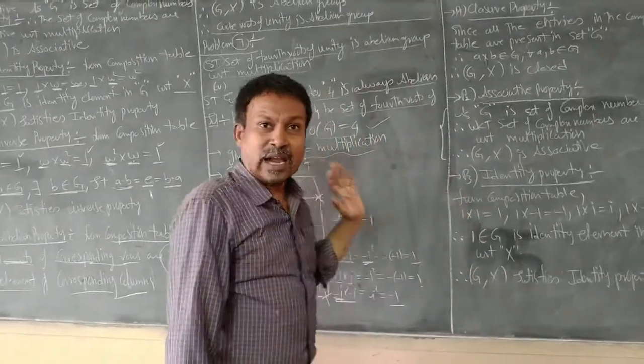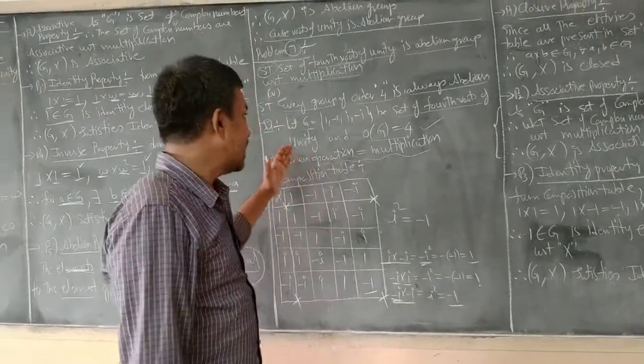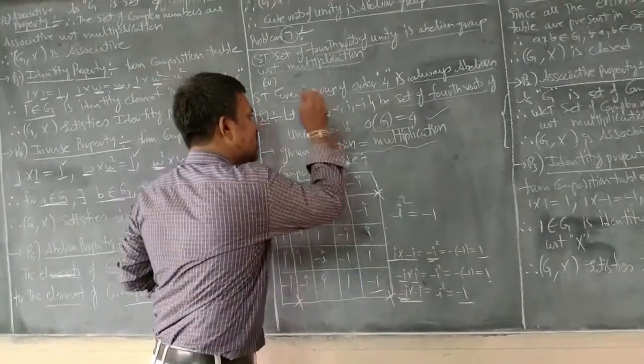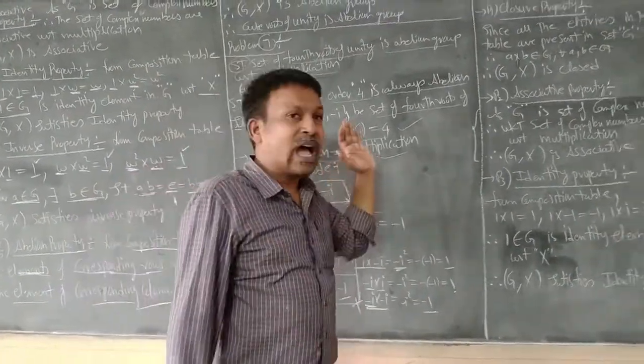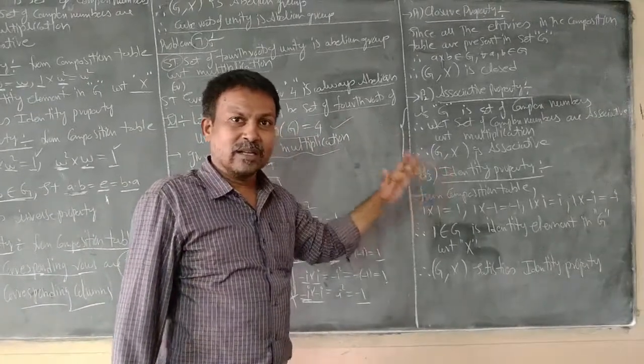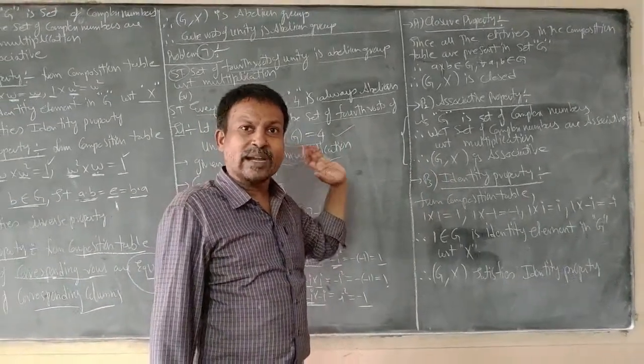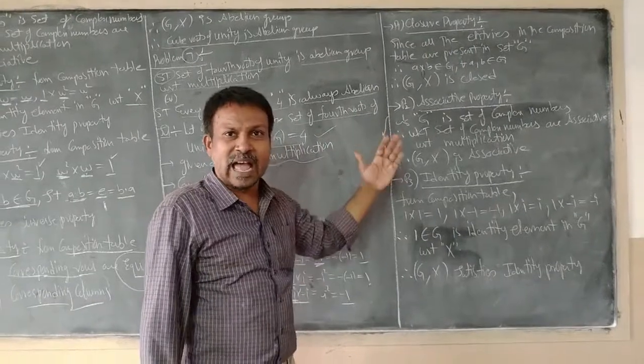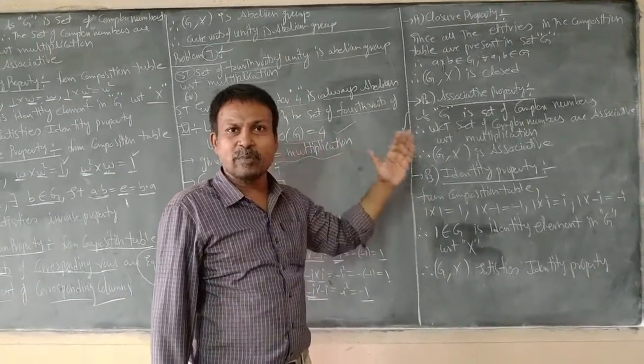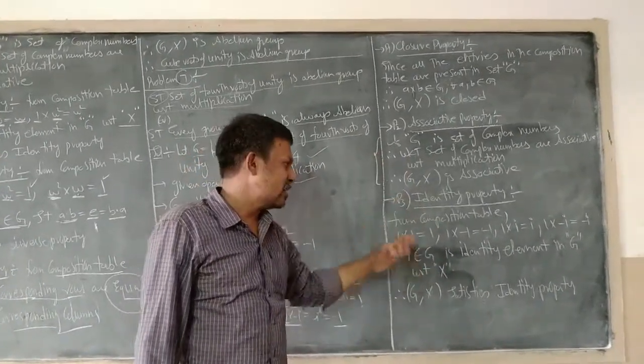And if we enter into the set of cube roots of unity, definitely the first element is 1. Therefore, 1 is the multiplicative identity element. As G contains the multiplicative identity element, we can directly write that the set G satisfies the identity property with respect to multiplication.